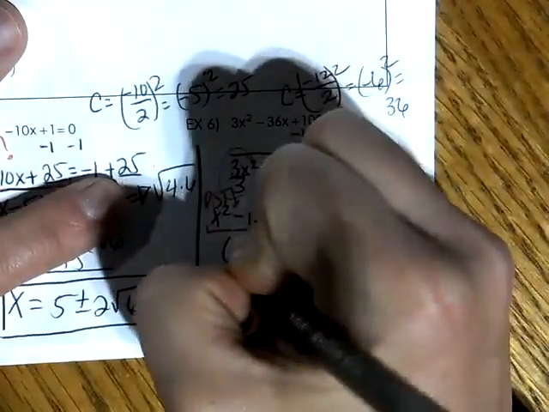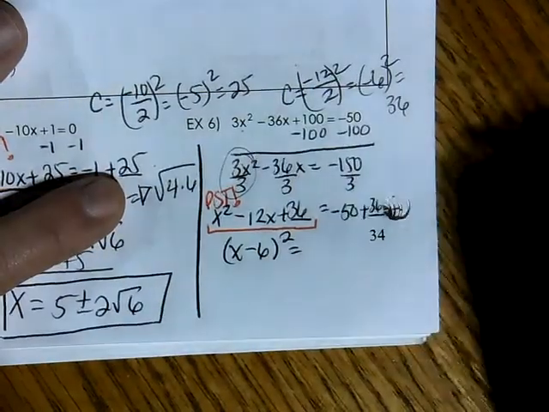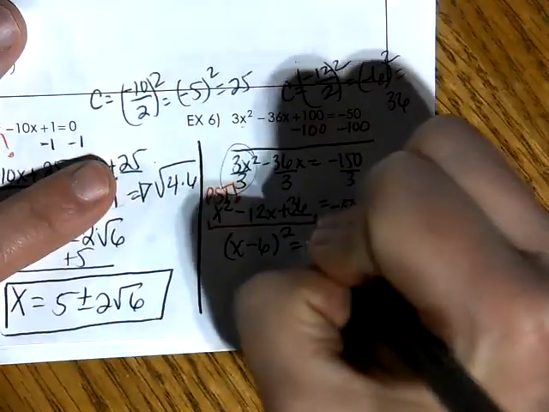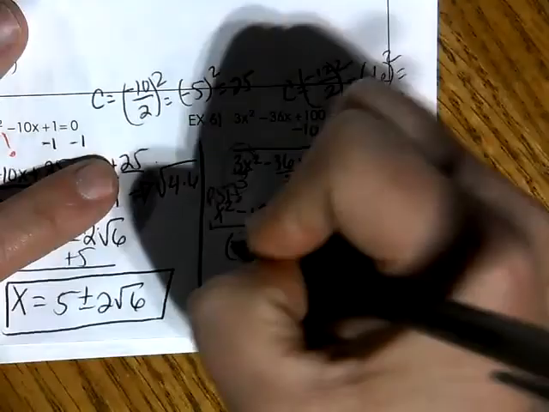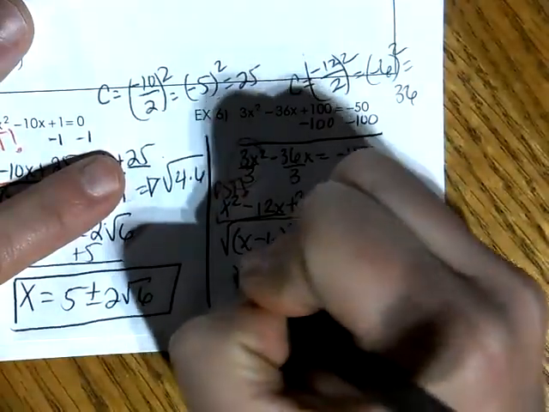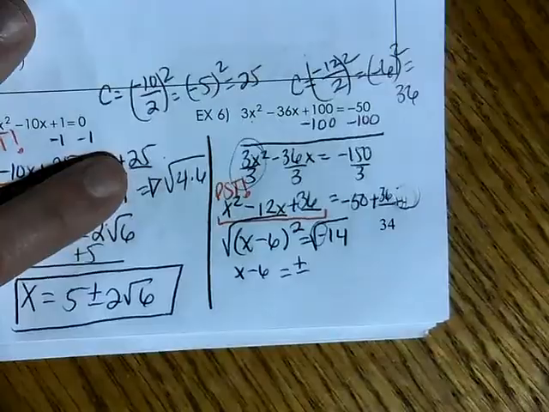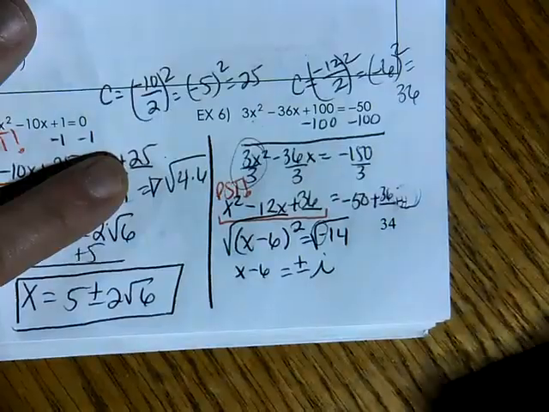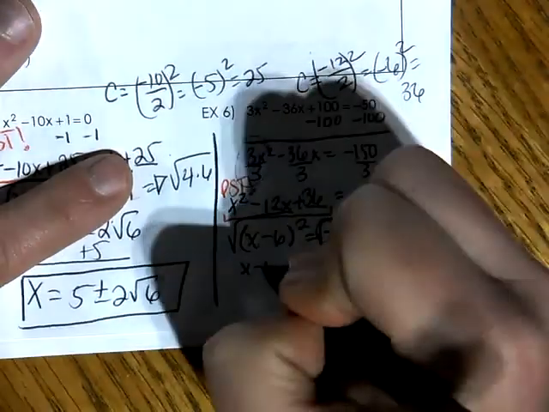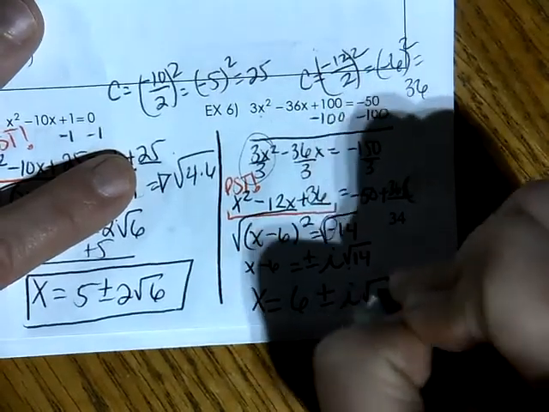So that's going to be a parenthesis squared. Inside of that parenthesis is x minus 6. And that's going to be equal to negative 50 plus 36, which is negative 14. I am now going to take the square root of both sides so that I can get rid of that square. And I end up with x minus 6 is equal to, well, plus or minus. And because it has a negative, that means that I'll have an i on the outside of this radical, i square roots of 14. I'm now going to add 6 to both sides, and I end up with x equals 6 plus or minus i square roots of 14.